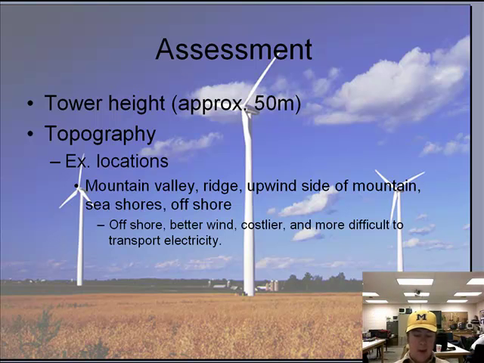Optimal locations for turbines are mountain valleys, ridges, upwind sides of mountains, seashores, and offshores. Although offshore winds are greater, the cost of these operations, as well as the ease of transport of the energy back to the mainland, is reasonably high, and this makes them not quite as optimal locations.